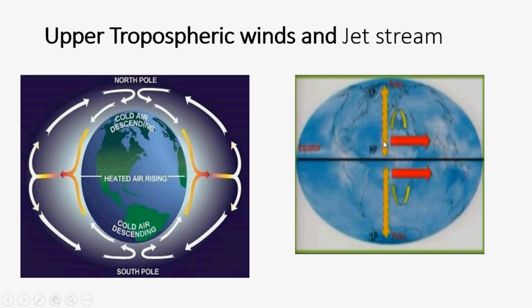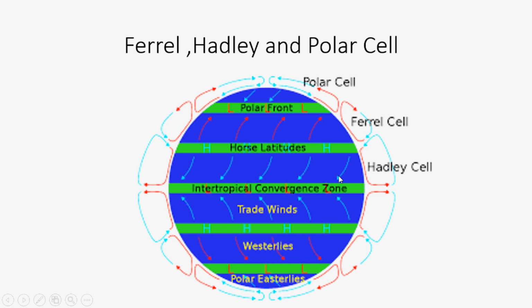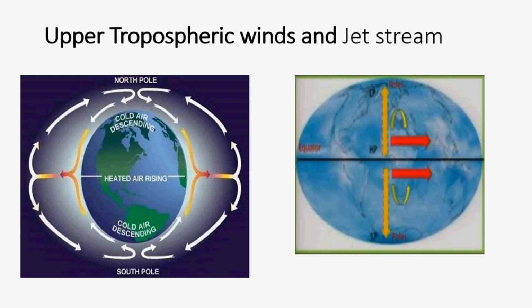So here is the right side diagram. From the equator, the upper tropospheric winds are moving towards the poles. Once it is moving, the Coriolis force makes this wind deflect towards its right at an angle of 90 degrees. As we saw, in the planetary winds the deflection was just around 45 degrees. But why is this deflecting at 90 degrees? Because these winds are still at a higher altitude, so the Coriolis force impacts more and deflects that particular wind 90 degrees to the right.